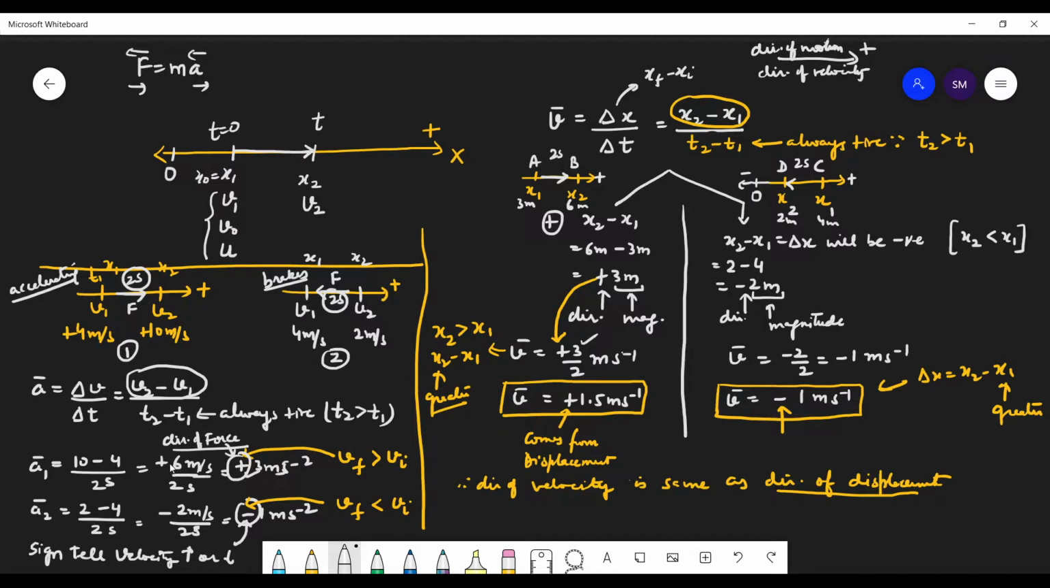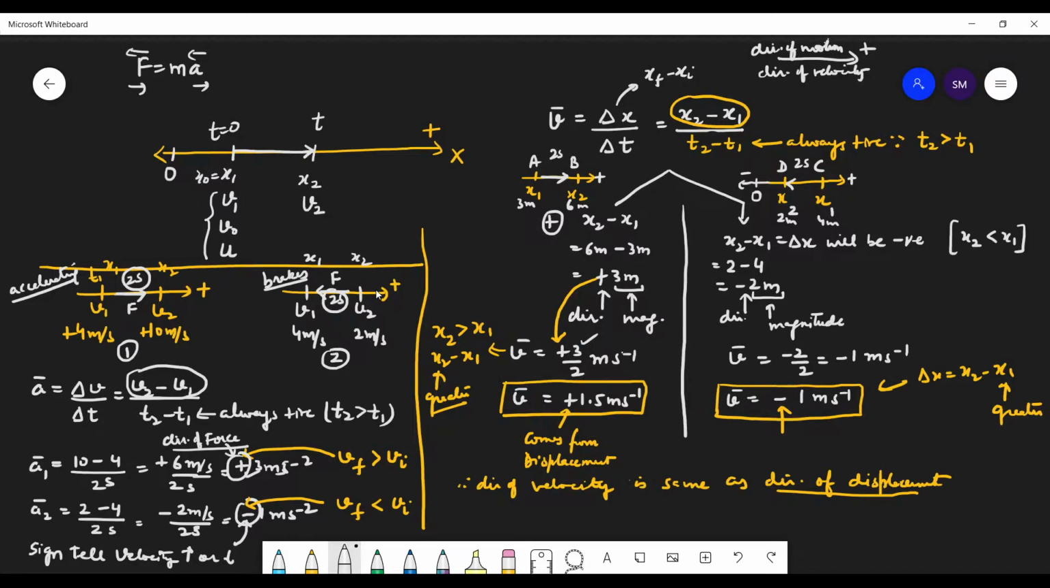So here velocity is positive and direction of force is also positive. So force is also positive and you are moving in positive direction and greater force. So obviously your velocity will increase. Now you are moving in positive direction.